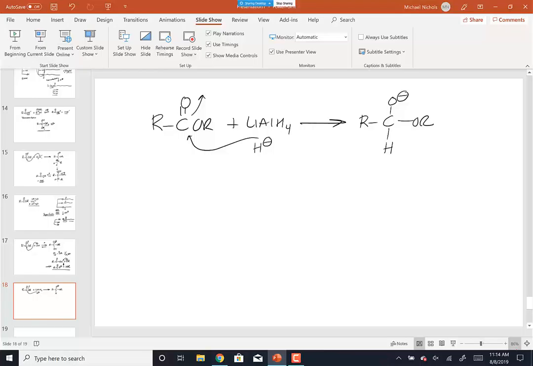Well, if I apply enough heat to this, I'm going to bring this pair of electrons and kick off the OR group. I've now stepped into the world of making OR a leaving group by heating it. So might as well do it here. So I lost an OR group, which is going to protonate to become the alcohol. I got an aldehyde sitting here. What's the second H minus going to do? Attack it.